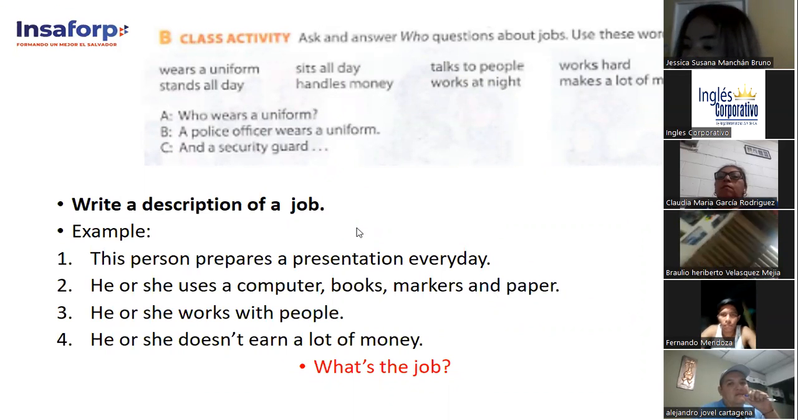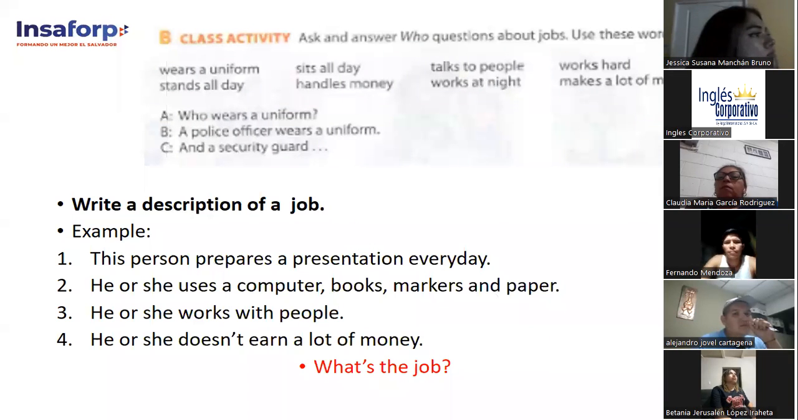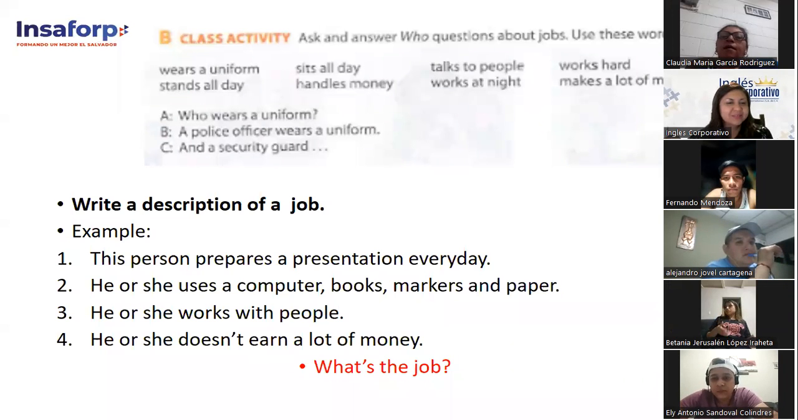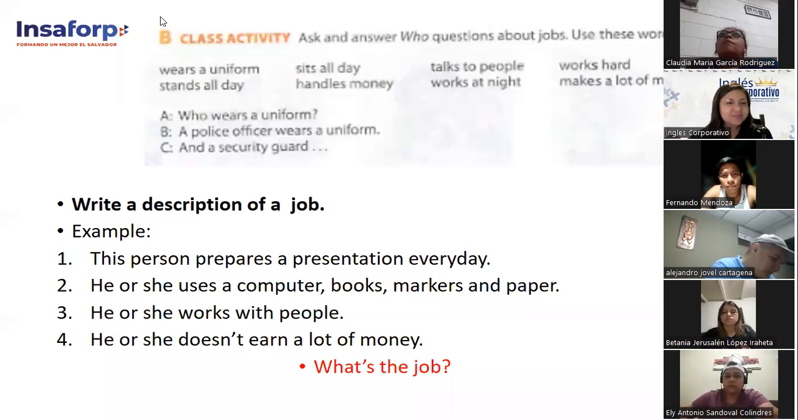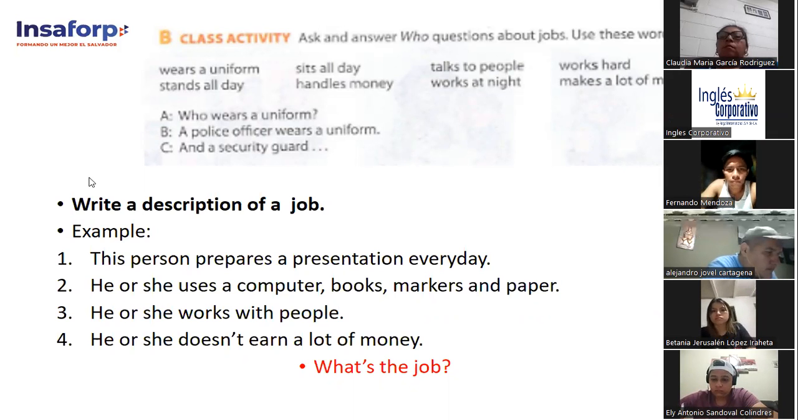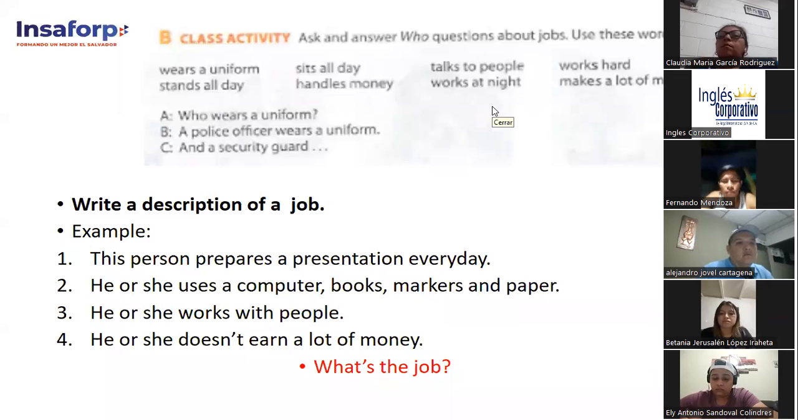Okay. So guys, do you have the description? Who has the description? Maybe it's a teacher. Emmanuel. Sí, ¿quién ya escribió su descripción y la quiere compartir? About a different job. Jessica Susana says, a man who fights fires. Who is a man who fights fires? A firefighter? Exactly, a firefighter or fireman.